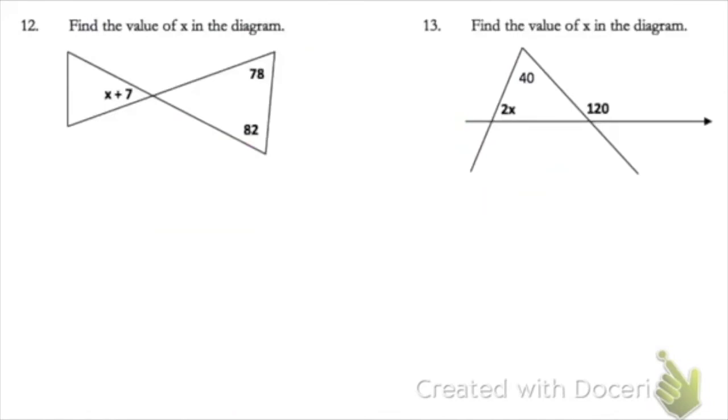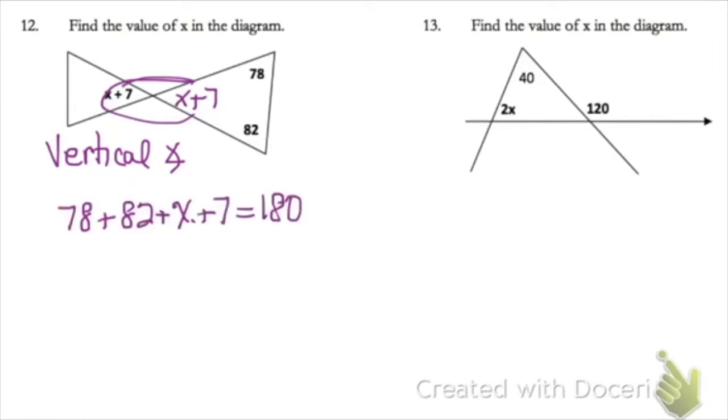In problem 12, they want us to find the value of x in the diagram. Again, vertical angles are congruent. So I know that this angle is x plus 7. If I add all three of these angles, it must equal 180. So that's exactly what I'm going to do: set that equation up and then solve it. And I get that x equals 13.